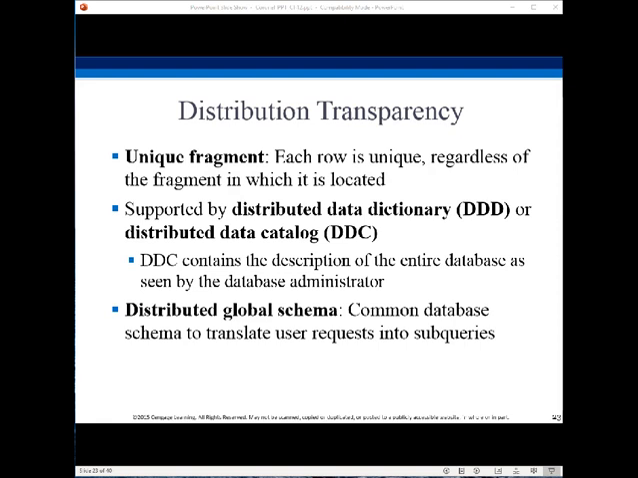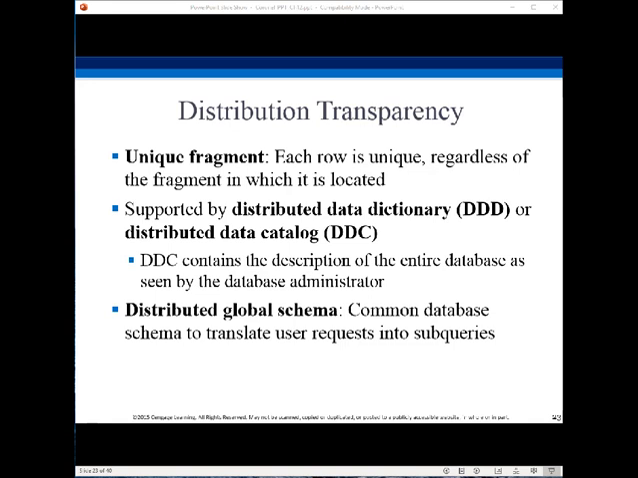So with horizontal, you're taking complete rows, but you're separating the table by some parameter, let's say geographic location. So you're taking all of the complete rows for the West Coast and you're putting it in Redmond, Washington. You're taking all of the complete rows for the East Coast and you're putting them in Washington, D.C. That's an example of a horizontal fragmentation.